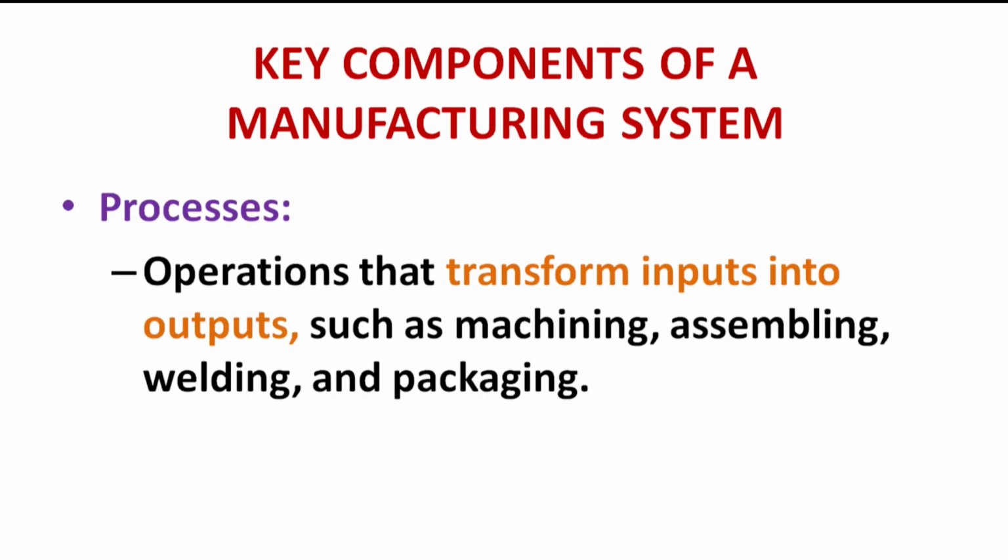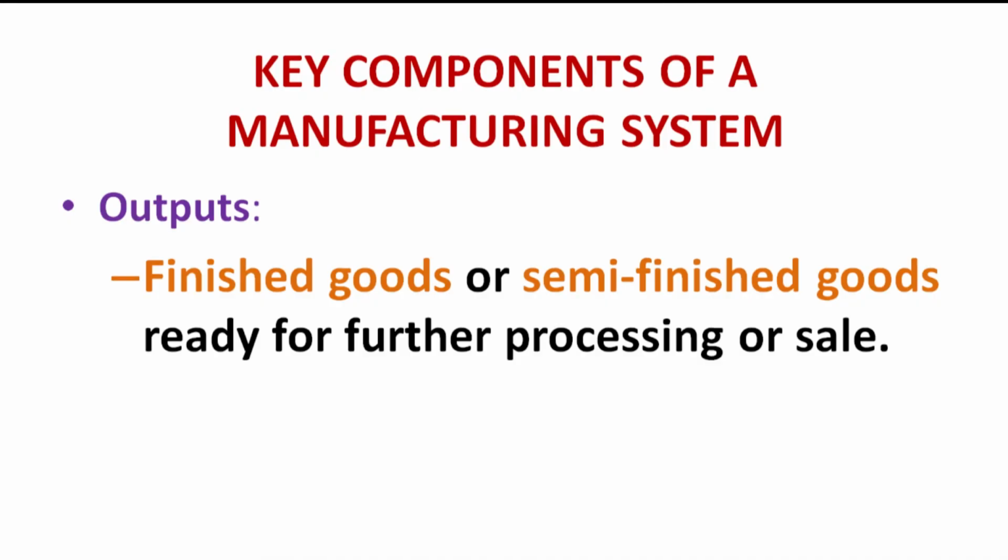Second component is the process. Once we have the raw material, we need certain processes to convert the raw material into certain shape or certain component or certain product. We have a machining process, we have assembly, welding or the packaging. There are several other types of processes which we should know as a component of the manufacturing system.